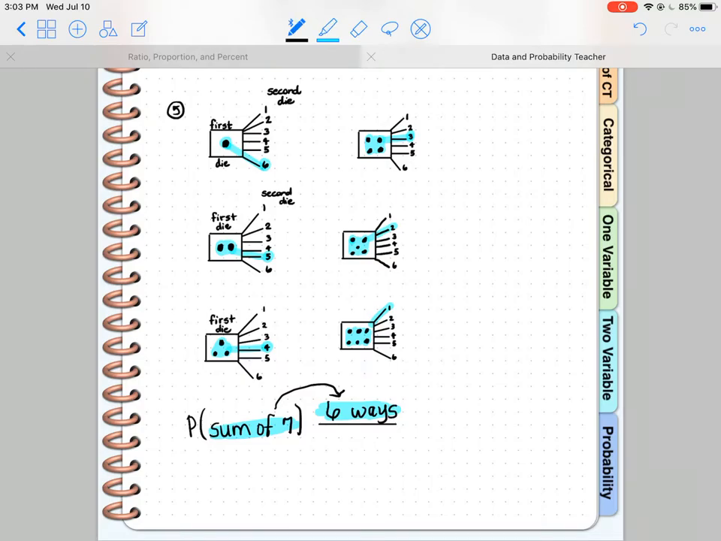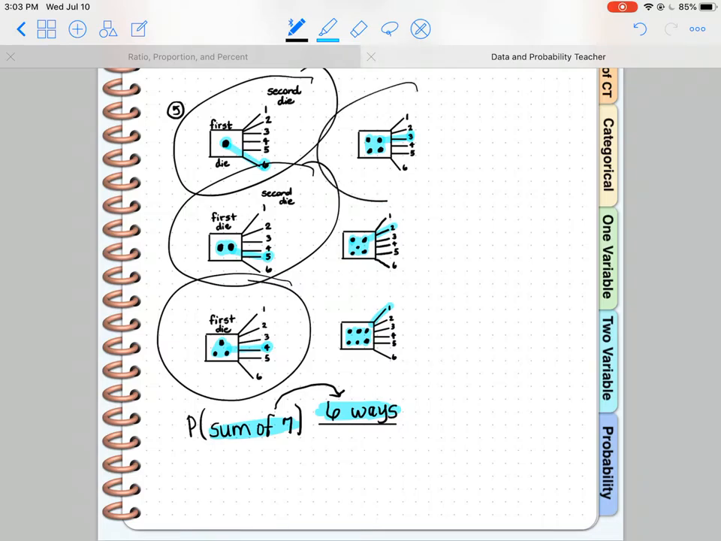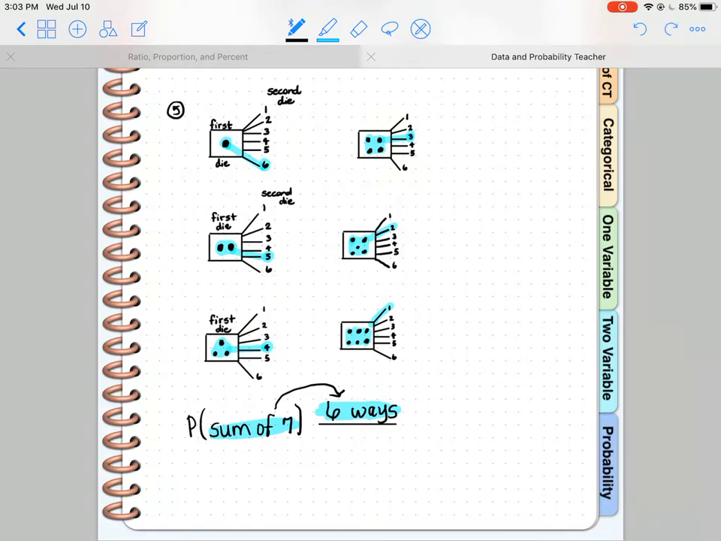How many possibles are there? So you have to count all your branches on your tree. The first one has 6 branches, 6 branches, 6 branches, 6, 6, and 6. So 6 times 6 is 36 branches, or 36 ways. Of the 36, only 6 of them are what we want. But there are 6 out of 36.